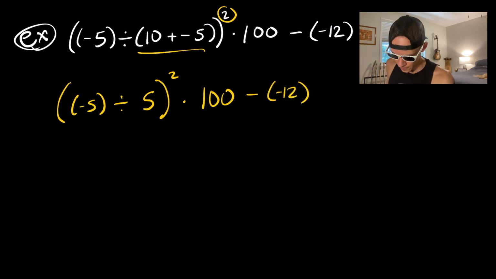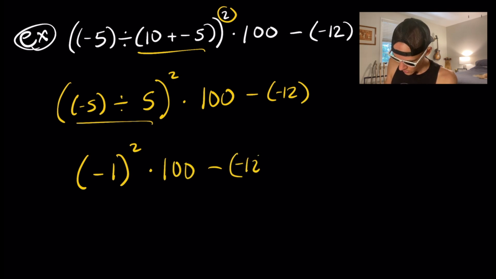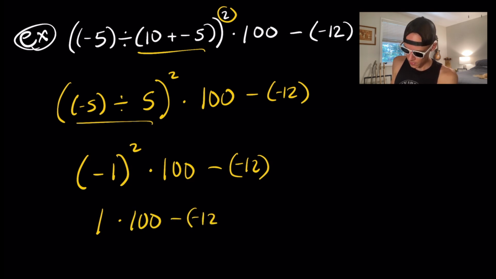All right. Again, these parentheses are only here because they're containing a negative number. So I'll just do -5 divided by 5. So we'll get -1. So -1 and then squared times 100 minus -12. All right, exponents come before multiplication, so -1 squared, that's just like saying -1 times -1, which is +1. So I'll have 1 times 100 minus -12.